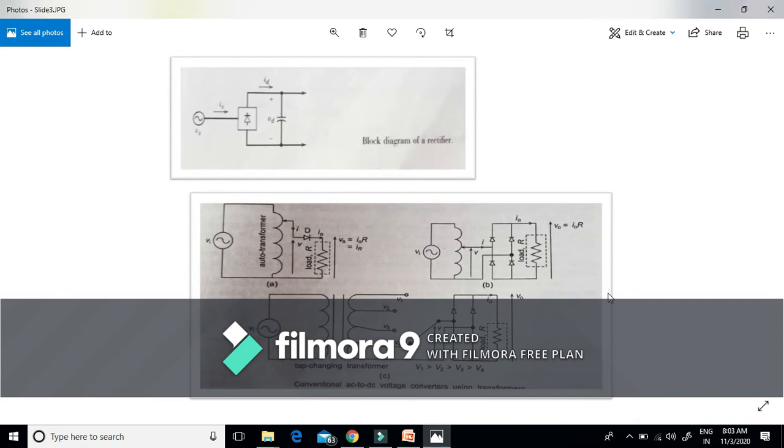As already discussed, by using these diodes, we are obtaining uncontrolled or fixed DC, while by using semi-controlled or fully controlled semiconductor devices, we are obtaining variable or adjustable DC. This is the conventional AC to DC voltage converter. This is the conventional method where we are not using semiconductor switches.